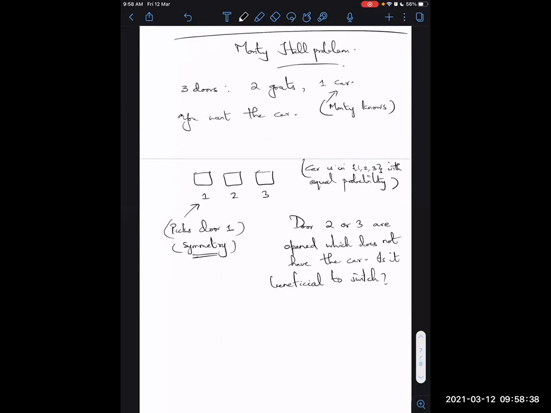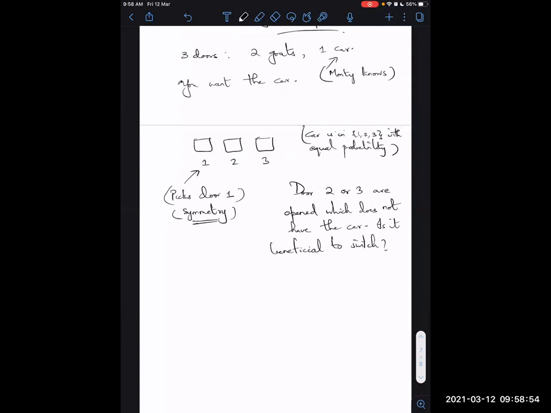All right. And do note the assumptions we have made: the car is behind these doors with equal probability. Or consider this case: you choose door one, and the car happens to be behind door one. Monty has a choice of either opening two or three. So if door one has the car, Monty opens two or three with equal probability. This is part of the setup, and this is a very crucial assumption.